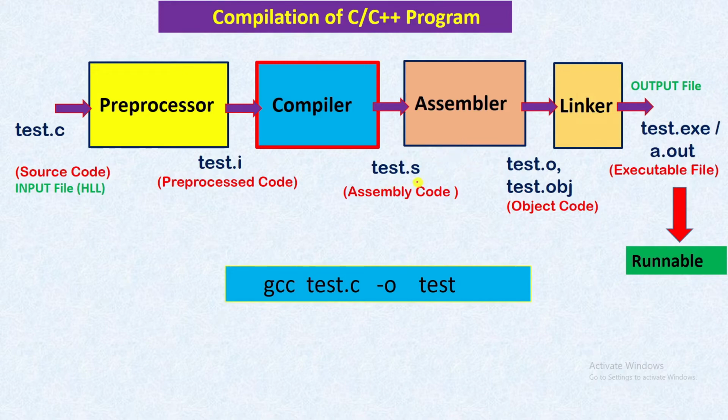Then the assembler comes and takes this test.s file, that is the assembly code, as input and converts it into object code. Object code can have the extension .o or .obj. If you are working with Windows, then you have .obj, and if you are working with the Linux operating system or any flavor of Linux, then the object file has the .o extension. Both are object code only. Assembly code and object code are both low level language code.